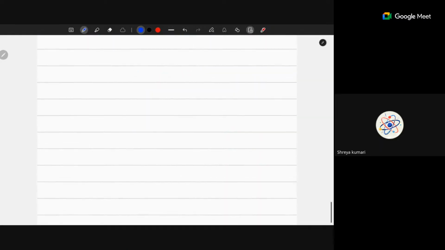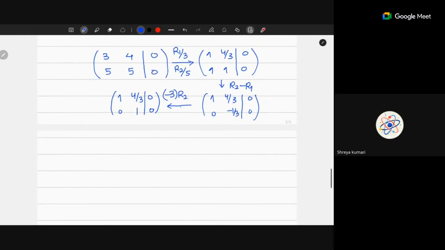Now what do we see from this? What are the solutions? There is a solution, right? From the first equation, x1 plus 4 by 3 x2 is equal to 0, so x1 equals minus 4 by 3 x2.